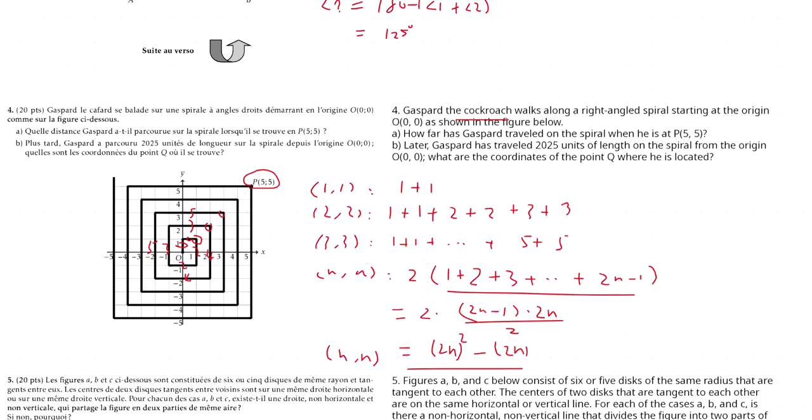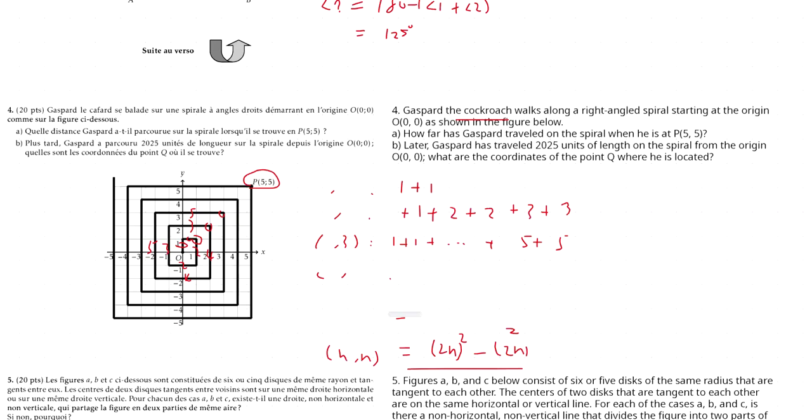Okay, I'm going to make some space. So the first question is quite easy. You just replace n with 5, because P is (5, 5). So you can find the distance is 90, because it's 10 squared minus 10, right? Here n is 5, so 10 squared minus 10 is 90.